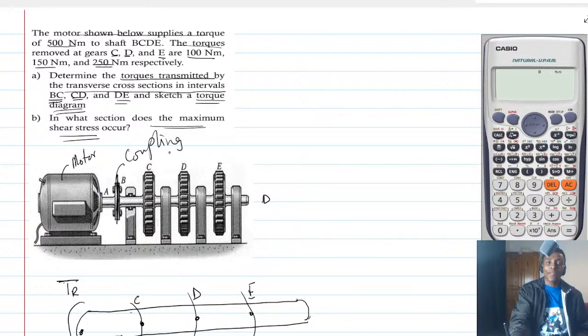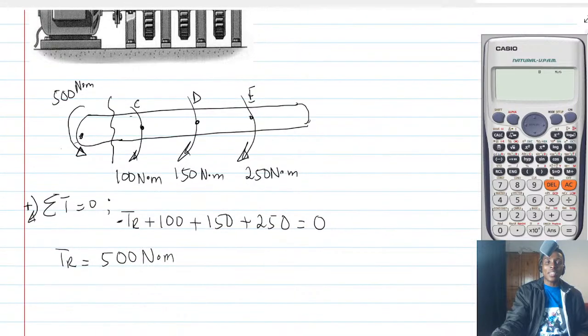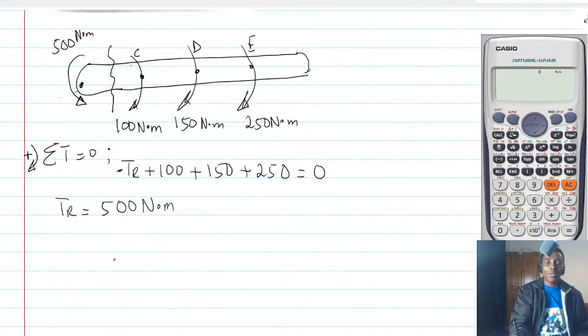Alright? So now we need to find the internal torques, the torques which are in between. So starting, so now we know that TR is 500. So the same thing, we are going to take a section and cut, alright? But for this one, if I take the cut, instead of summing force, I will sum torque. So you are going to get something like this.